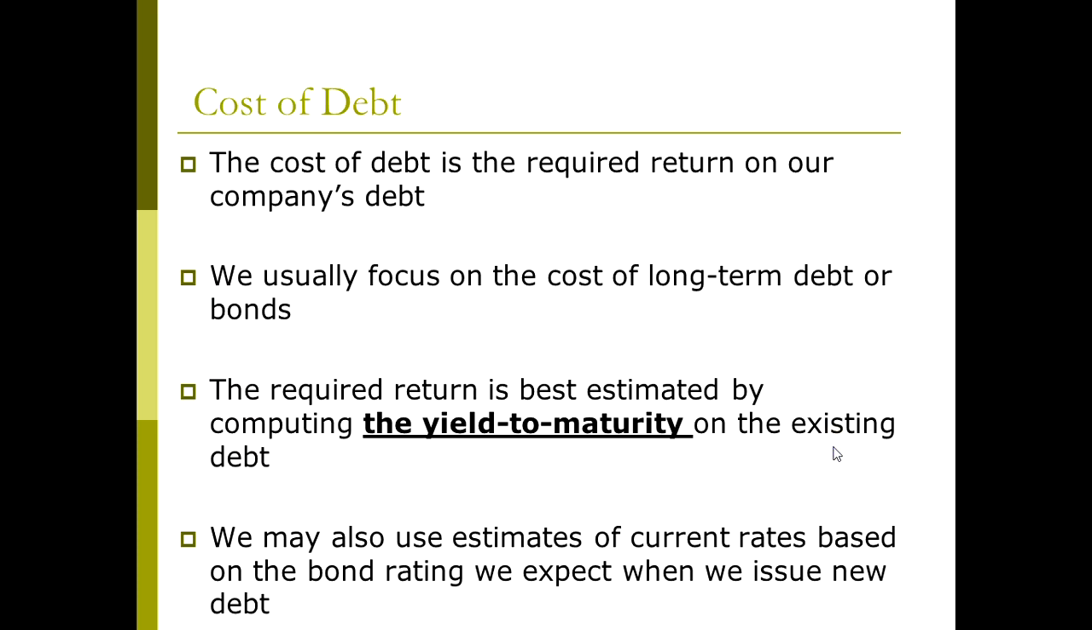Okay, so to summarize, to calculate the cost of equity, you can use either the CAPM model or the dividend discount model. Then we move on to the cost of debt, because a lot of the companies are not 100% equity form. Their capital structure is a mixture of equity and long-term debt. So let's take a look at how do we calculate the cost of debt. So the cost of debt is the required rate on our company's debt, which is very simple, the yield to maturity.